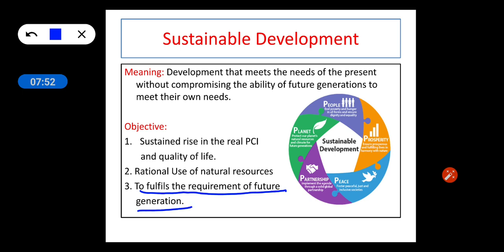So with this we have covered the first chapter of economics. We will be covering the next chapter in the next class.